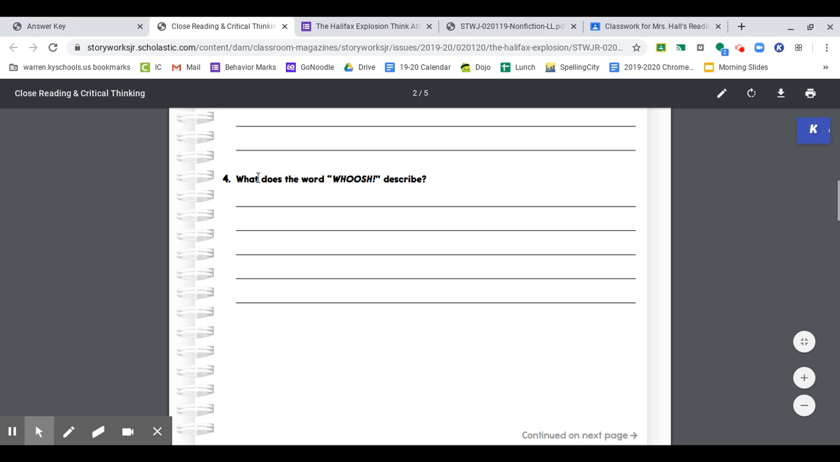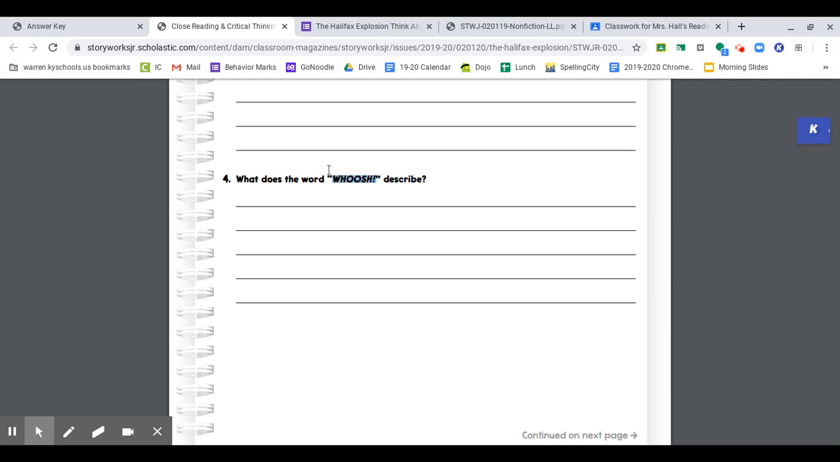Number 4, what does the word whoosh describe? So in that part of the section, what is this word specifically describing? What sound is it describing?